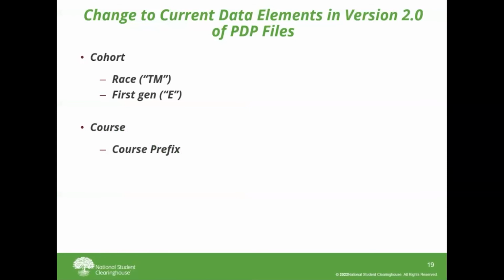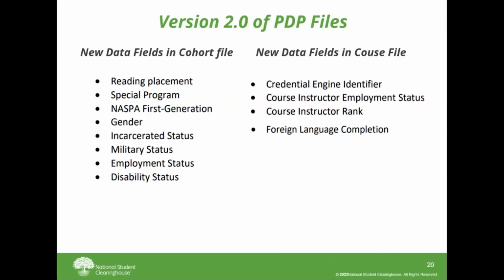On screen are the changes to the current data fields we have made in version 2 of our PDP data files. For race, we will now accept TM, aka 2 or more races. And first gen, we will now accept the value E, which is one parent earned a credential or degree. Our course prefix field in our course file will now be an alphanumeric field. On screen are the new data files we are collecting in our version 2 PDP data files.